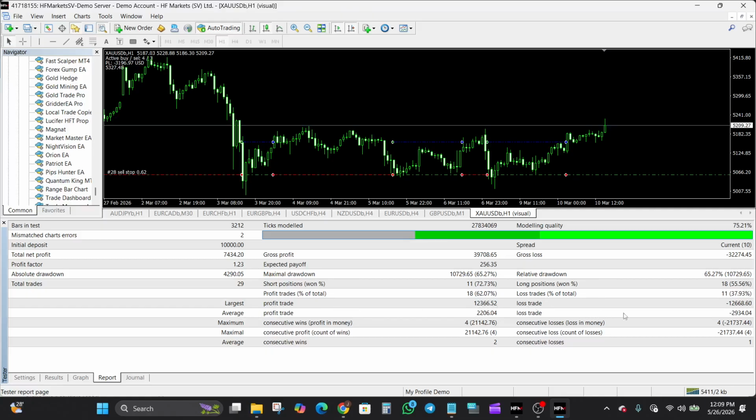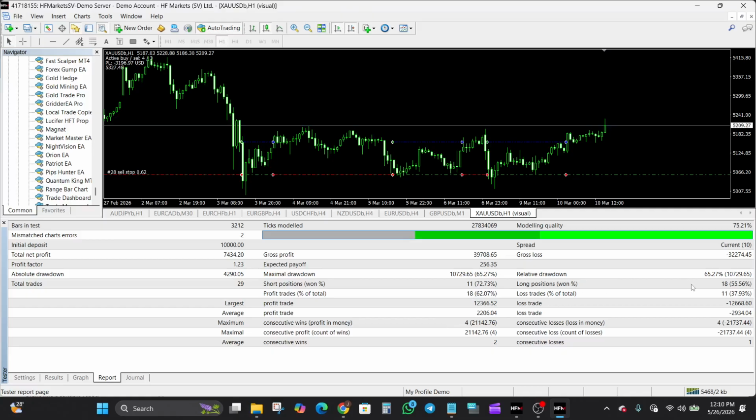Now, the largest profit was 12,366.52, and the largest loss was 12,668.6. Average profit was 2,206.04. Average loss was 2,934.04. So this tells me that the risk to reward ratio is pretty bad. Even though the difference might not be extremely large, the difference between the average profit and the average loss is still significant. The average profit is less than the average loss, so the risk to reward ratio is bad.